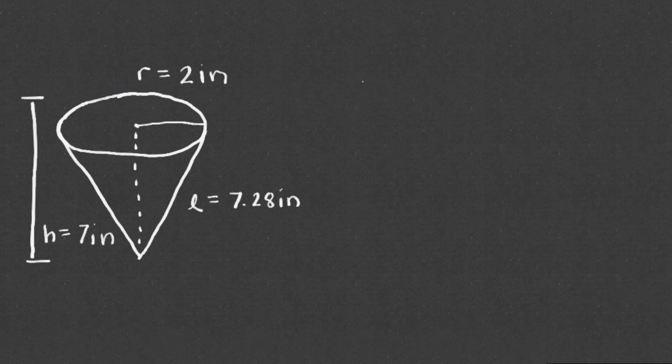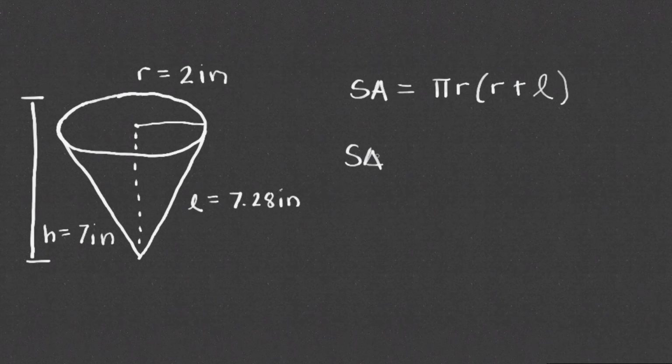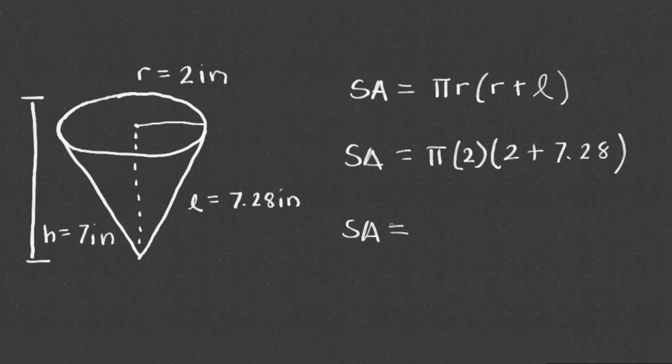Now, let us solve for the surface area. So SA is equal to pi times r times r plus the slant height. Let's substitute the r and the slant height. So SA is equal to pi times 2 times 2 plus the slant height, which is 7.28. Therefore, the surface area is equal to 58.31 inches squared.